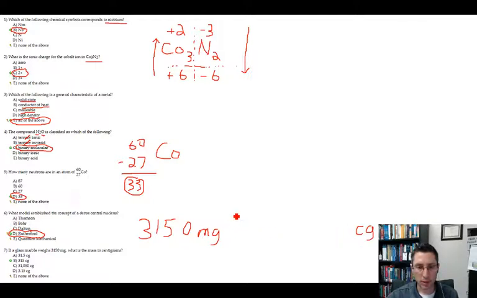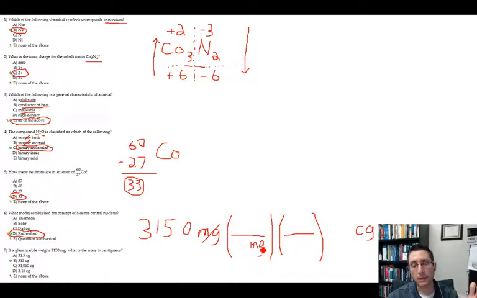Centigrams. Okay, so I know I must be going from milligrams to centigrams. And so I set up my unit conversion, my dimensional analysis the way I always do. Okay, given milligrams, I'm going to need that to cancel. But I don't know directly milligrams to centigrams, so I have to go through that base unit grams first.